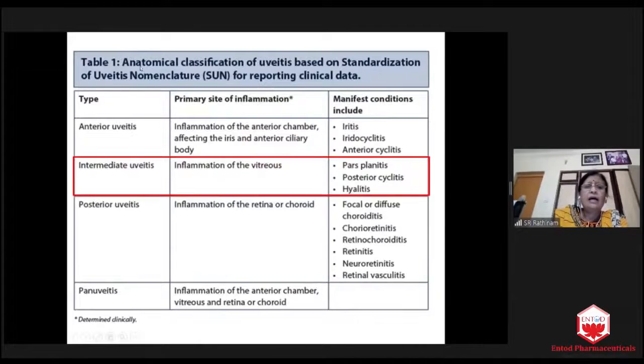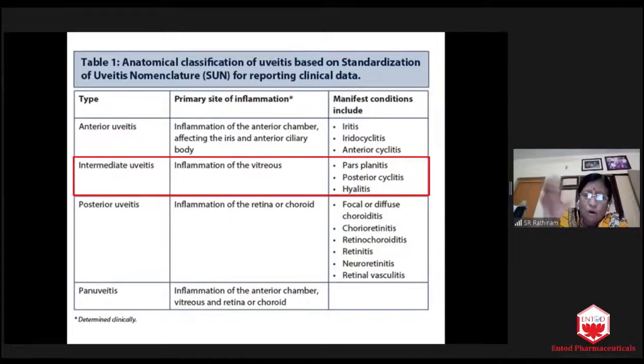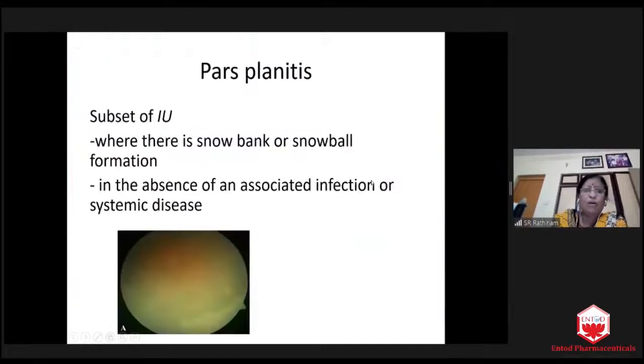And as I told you, the SUN nomenclature says that in intermediate uveitis the inflammatory evidence is seen in the vitreous. Vitreous is an avascular structure. It cannot produce inflammation, but all the inflammatory cells are loaded in the vitreous. It is also called pars planitis. Some old literature called it posterior cyclitis and hyalitis, but now we are supposed to call this only intermediate uveitis. These terms are now not in use at all.